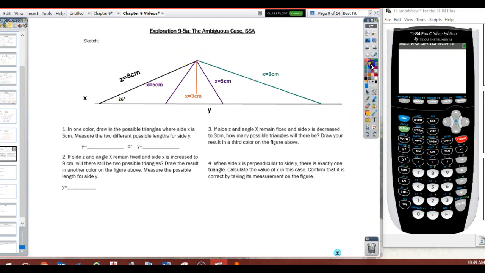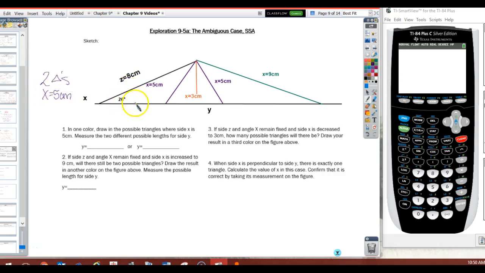So the first one is we said that the second side was 5 centimeters. So we had side, angle. Well, if X was 5 centimeters, we could either swing it in or we could swing it out, and we could create two different triangles from this one set of information. And so again, we could have two possible triangles when X was 5 centimeters.